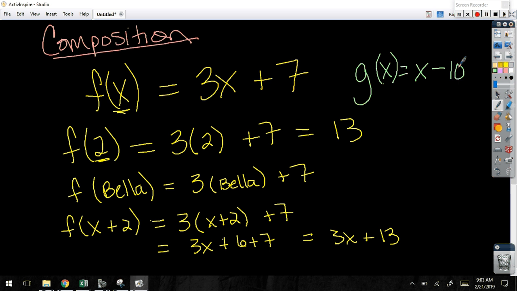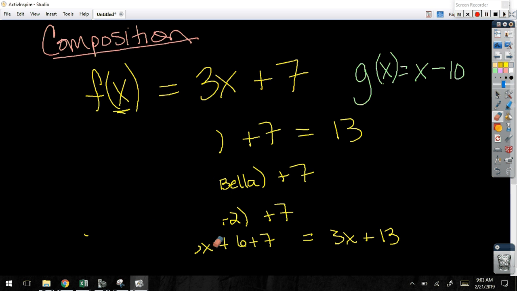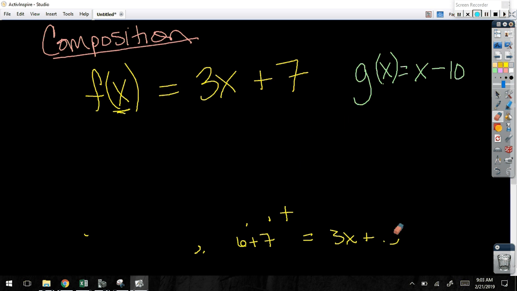What if I now define g of x to be x minus 10, and now I say, can I erase these? Y'all so nice. Wills, that little yellow dot right there is just for you.